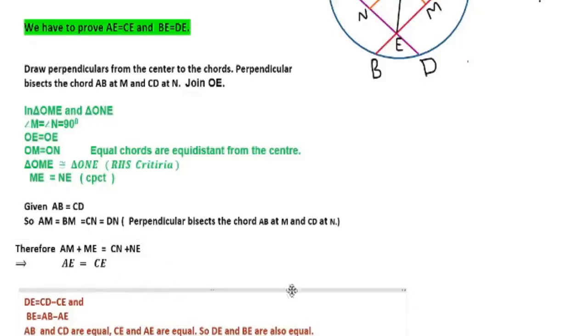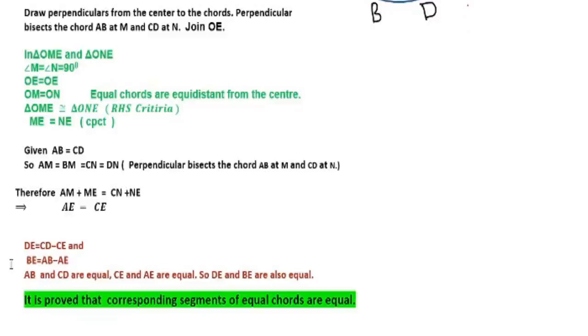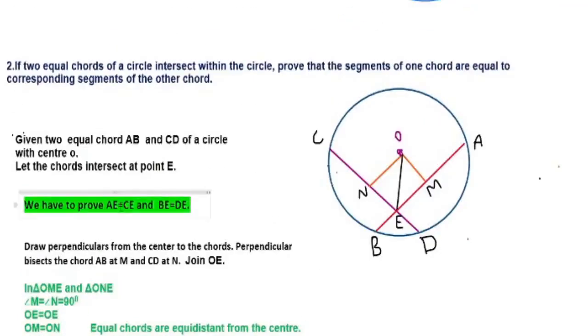Now proving the second part, DE and BE. From the figure, DE equals CD minus CE and BE equals AB minus AE, because AB and CD are equal and CE and AE are equal. We are subtracting equals from equals. That means DE and BE are also equal. So this proves that corresponding segments of equal chords are equal. Here, corresponding segments mean AE equal to CE and BE equal to DE.